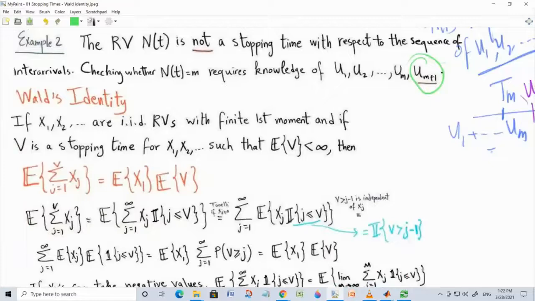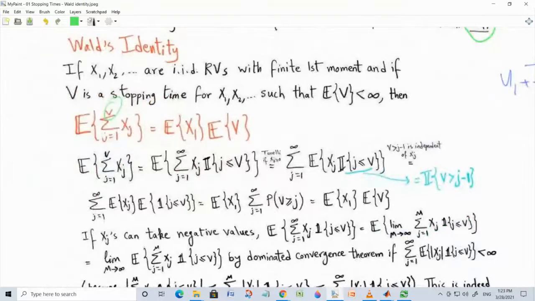So Wald's identity is about this. What if you have a summation of random variables, and the number of terms in the sum is a stopping time with respect to the sequence that you are summing? According to Wald's identity, the expectation of this summation is equal to the expectation of one of those guys. So those guys are IID random variables with finite first moment, and this is actually the situation that we have here.